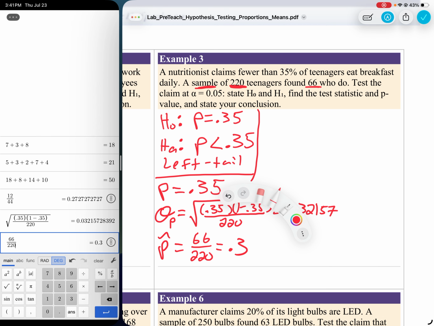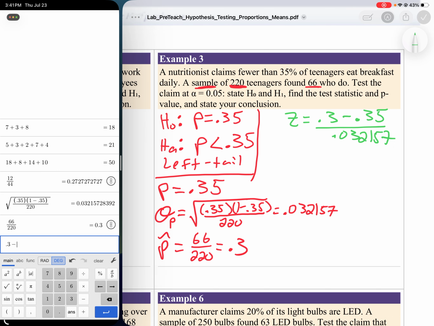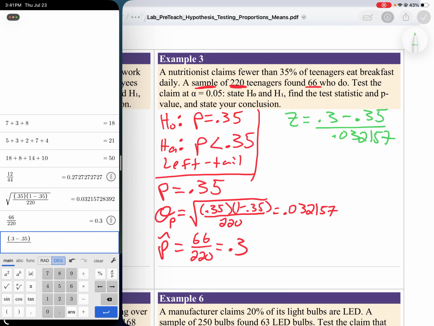We now have everything we need in order to go find our z-score, or z-statistic. When we're dealing with sample and population proportions, we take P hat minus the population proportion that we think is true, the null hypothesis, divided by the standard deviation. 0.3 minus 0.35 divided by the standard deviation, 0.03257. And I will get a z-score of negative 1.5549.